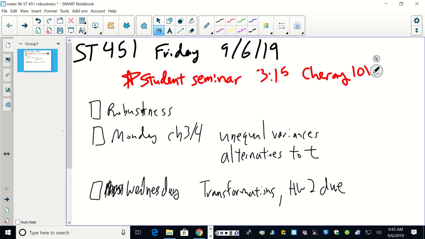things there. Today we'll talk about robustness in chapter 3, and on Monday go into chapter 3 and 4, which are a similar topic in the sense that they're looking at alternatives to T procedures and things like unequal variances, skewness, and so on. And so we'll look at that aspect of it. And Wednesday we'll do more of that, but also parts of transformations, and the second homework is due then.